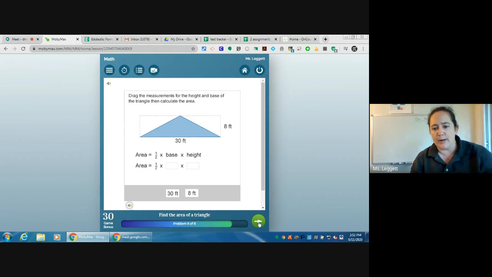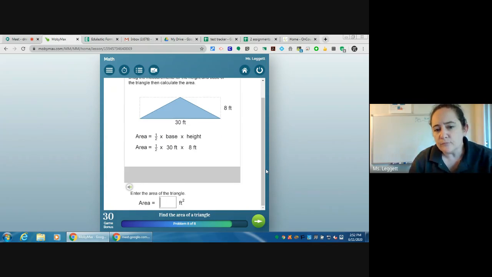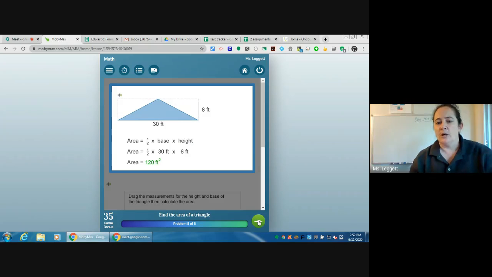Okay, last one for practice, and then we're going to go to the part that you get graded on. Height is 8. And let's see. Half of 8 is 4. 4 times 3 is 12. And the 0 is going to come for the rod. Boom. All right, let's get to the good stuff.